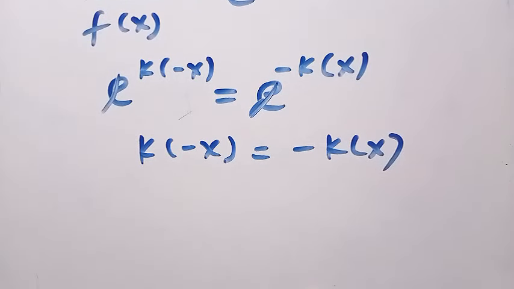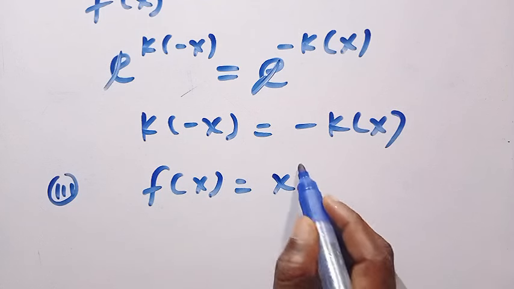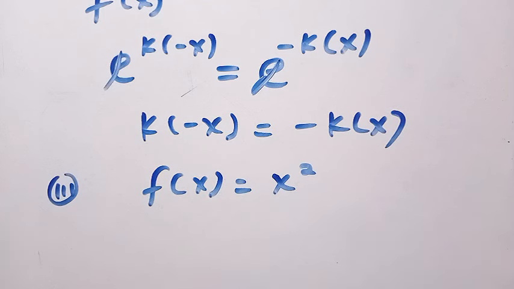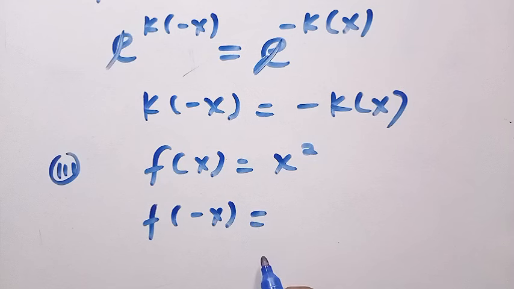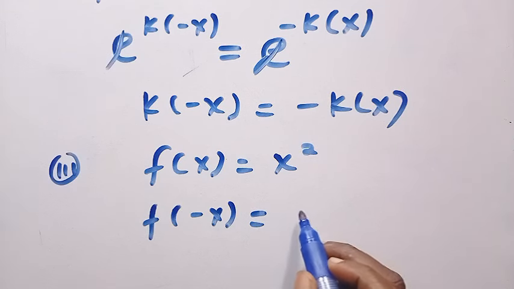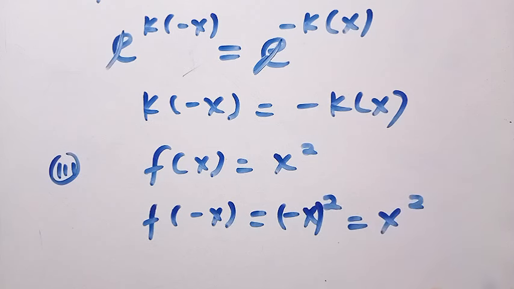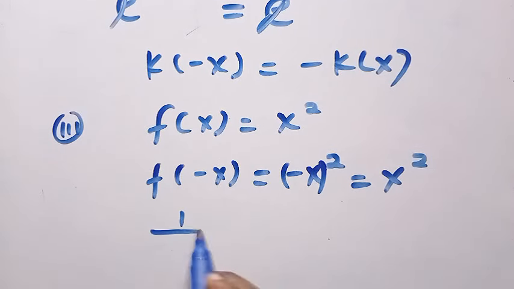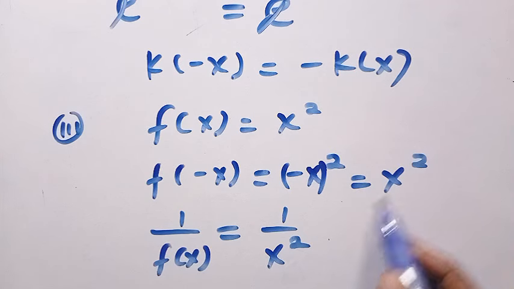Does this work for any other functions? Let's say we have f of x equal to x squared, a quadratic function. This does not work for this. Why? Because if we have f of minus x, this gives us minus x all squared, which is also equal to x squared. But what of 1 over f of x? It gives us 1 divided by x raised to power of 2. So these two contradict each other, because we have x squared here and x raised to power of minus 2. So this does not work.